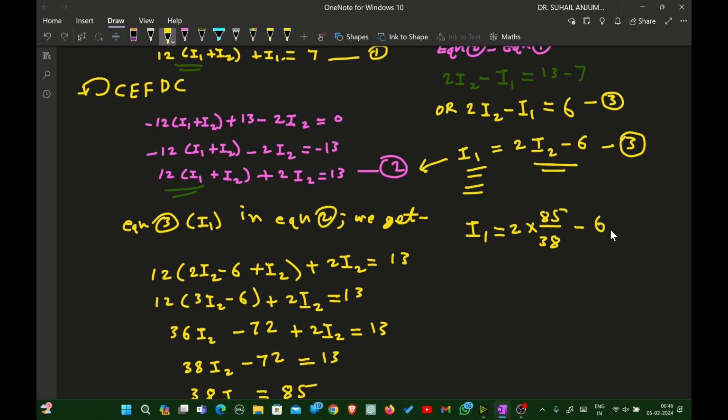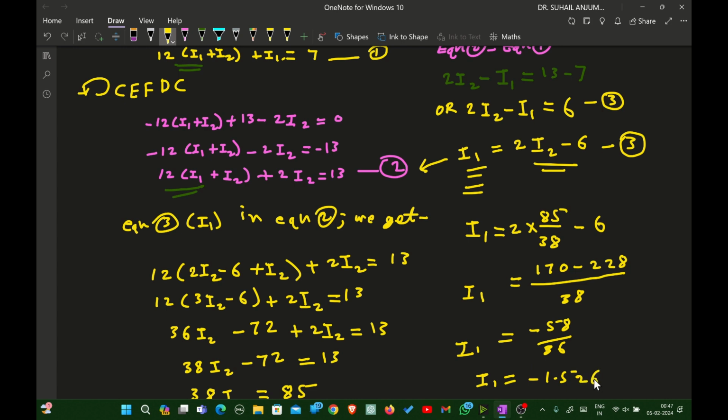minus 6. Okay. So if you simplify this, it will be nothing but 170 minus 228 divided by 38. And if you solve this, you will get minus 58 divided by 38. So this is our I1. Or we will get I1 is equal to minus 1.526 ampere. So this is the current I1. I will call it equation number 5.